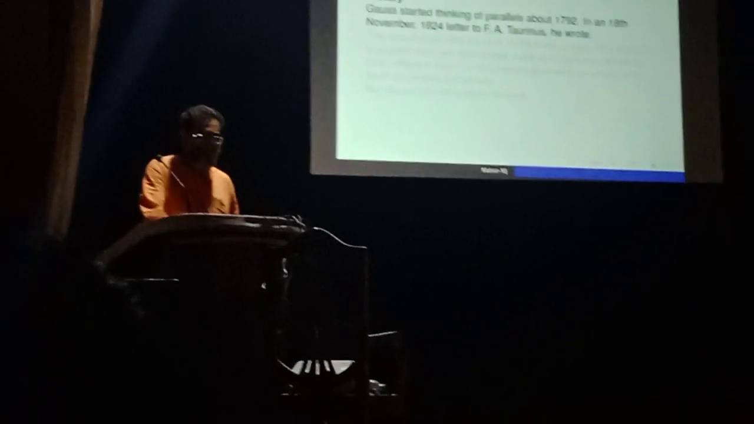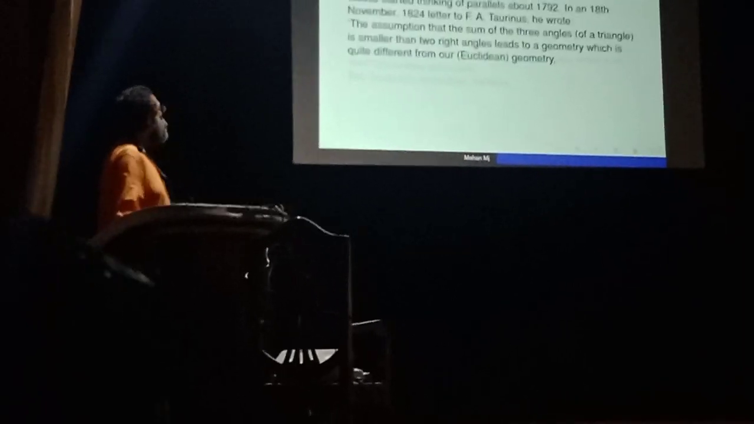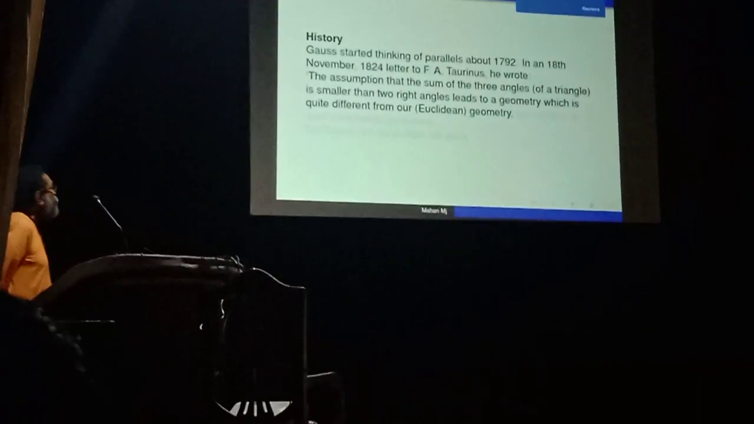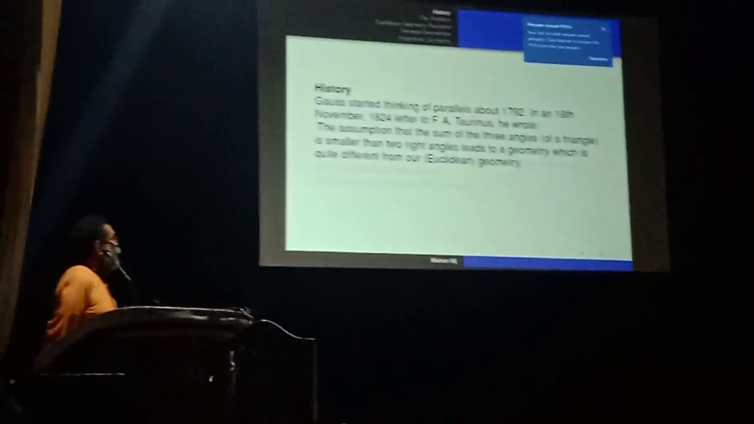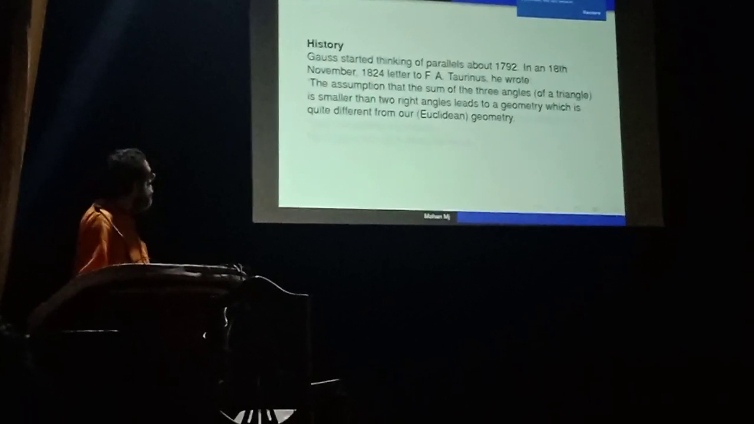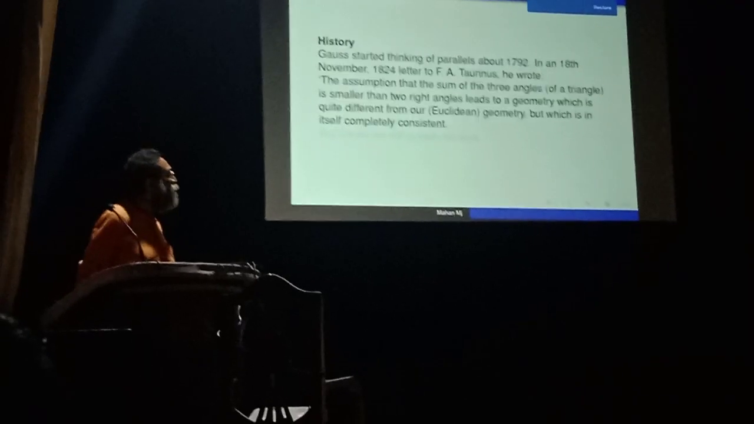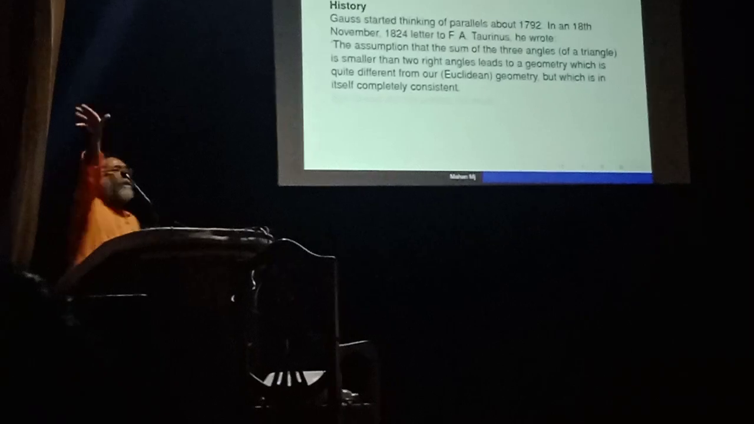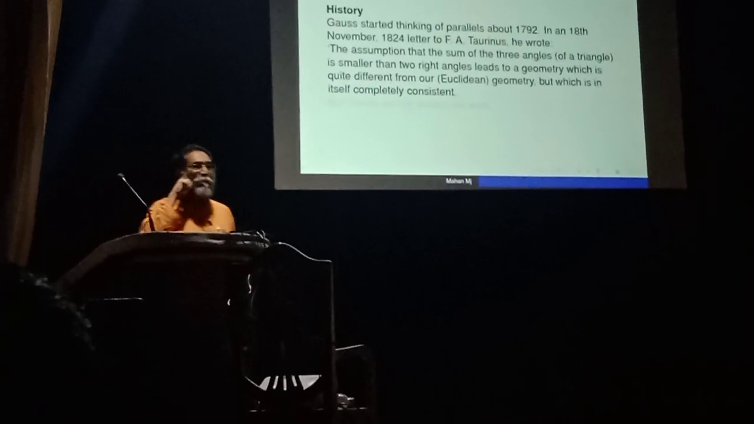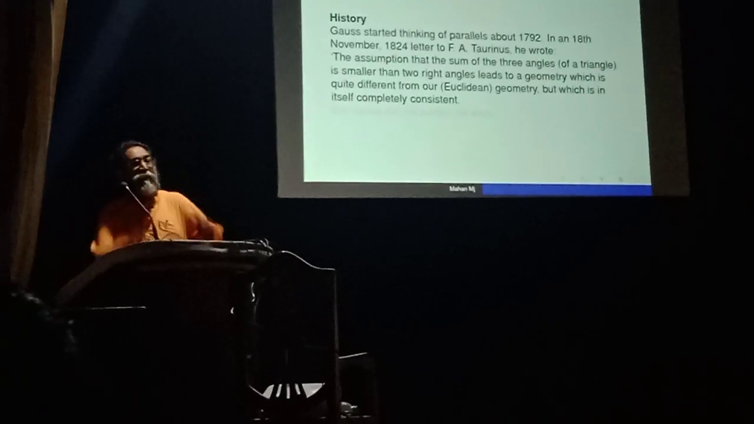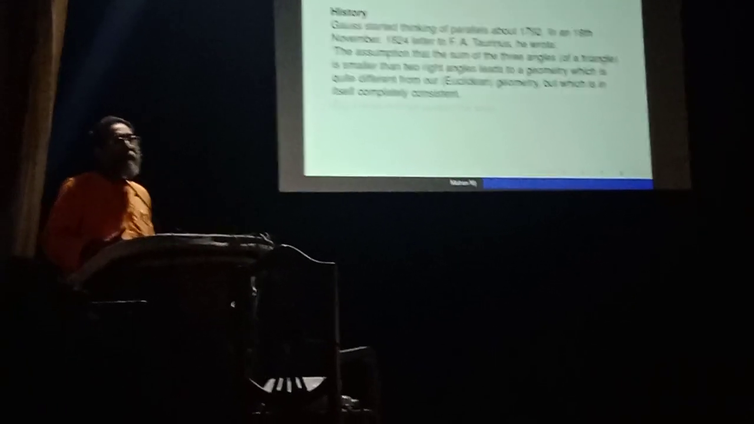And in a letter to his friend, Taurinus, he wrote that the assumption that the sum of the angles of a triangle is less than two right angles leads to a geometry which is quite different from Euclidean geometry, but which is itself completely consistent. So he is assuming yet another formulation of the parallel postulate. The parallel postulate is equivalent to the statement that the sum of the angles of a triangle is 180 degrees.